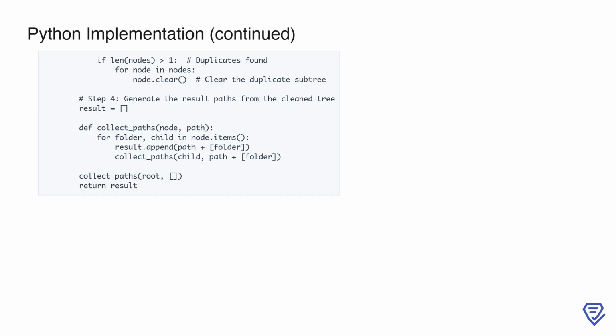After removing duplicates, the next step is to reconstruct the remaining folder paths from the clean tree. To accomplish this, we define another helper function, collect_paths, which recursively traverses the tree. For each folder in the current node, the function appends the folder path to the result list and continues the traversal with the updated path. This ensures that all valid, non-duplicate paths are collected. Finally, the function returns the result list, which contains the clean folder paths. This completes the process of deleting duplicate folders and generating the desired output.